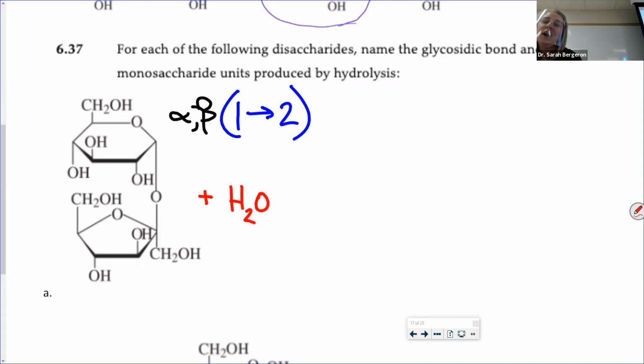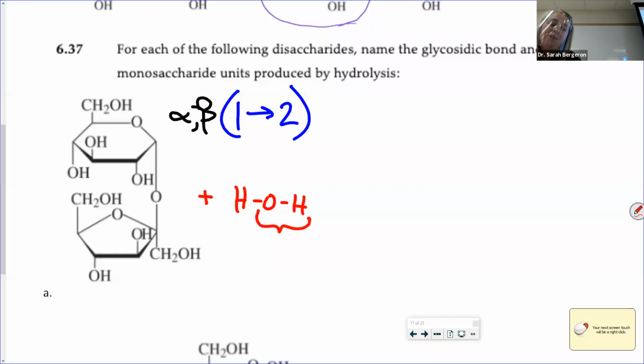So H2O, I could also write as what? This is how it makes more sense to me for these. Instead of writing H2O, to write HOH. Because I know one of the molecules is going to get an OH, and one of the molecules is going to get an H, right? You just got to decide who gets what.